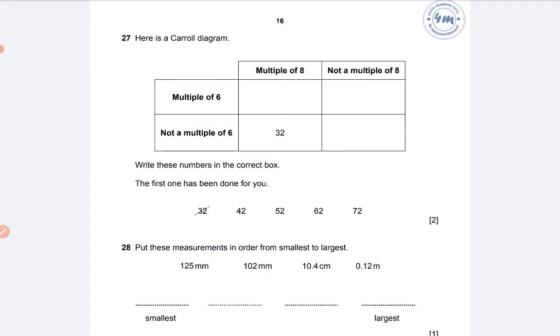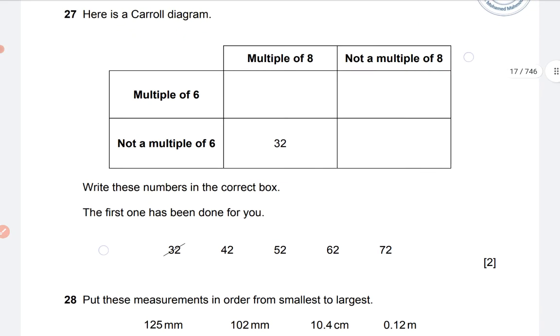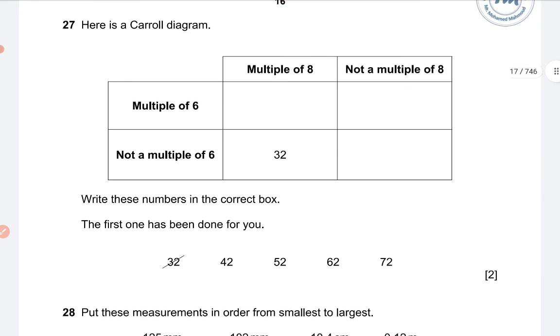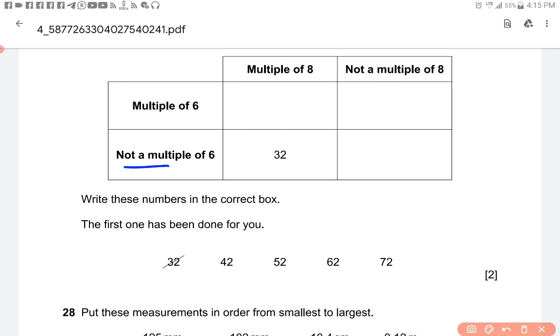Here is a Carroll diagram. Write these numbers in the correct box. The first one has been done for you. Multiple of 8, not multiple of 8. Multiple of 6 and not multiple of 6. 32 is a multiple of 6 and a multiple of 8, so you write it here.